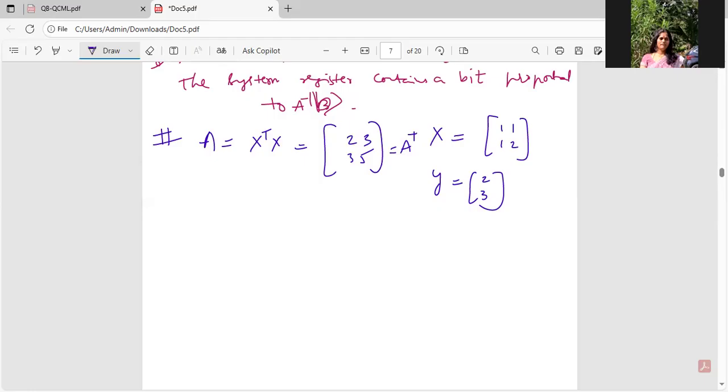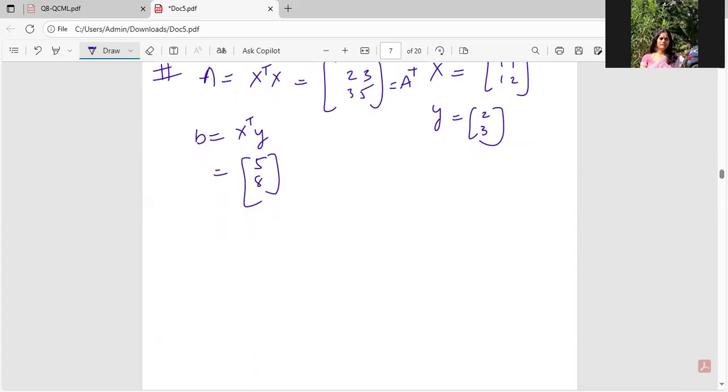Okay. Hence, next what I will do, B is nothing but, I have said that there is a proof for it using again the principle of least squares only. Anyways, we'll look at that if needed. Now coming to this, what I will get B to be is 5 by 8. Okay. Now, this is the classical way of doing it. Now, let us see the quantum way of doing it.